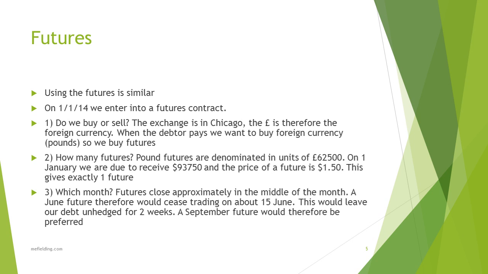So do we buy or sell? We'll just have a look at Marco's position. And bearing in mind that Chicago is in the United States of America, so the pound is a foreign currency. What's going to happen is that our UK company Marco is going to receive US dollars. With those dollars, it is going to buy UK pounds. When we are talking, we always talk in terms of the foreign currency, and the currency is the pound. So we want to buy pounds. Therefore, we will buy futures. Okay? So we will buy futures.